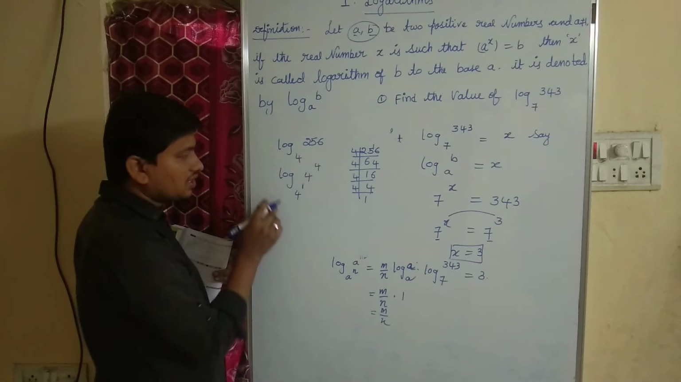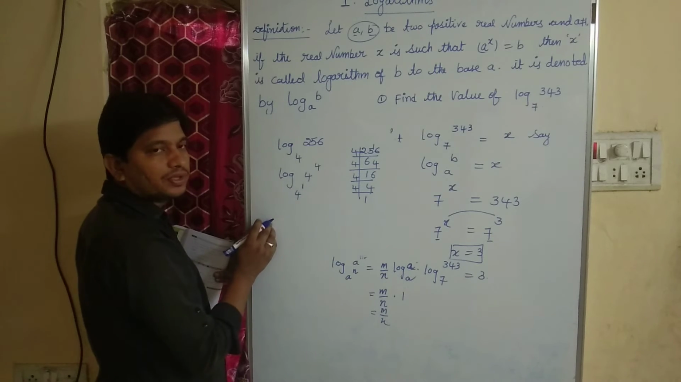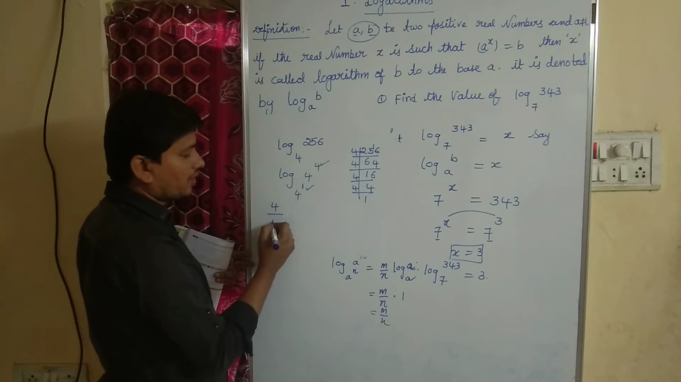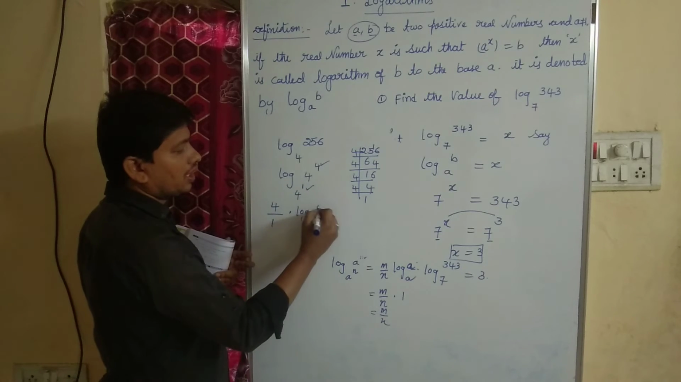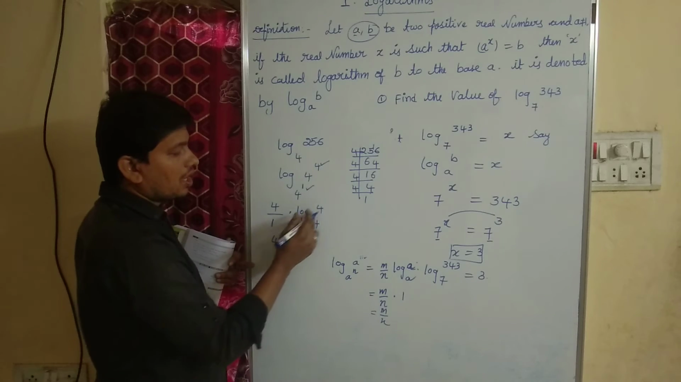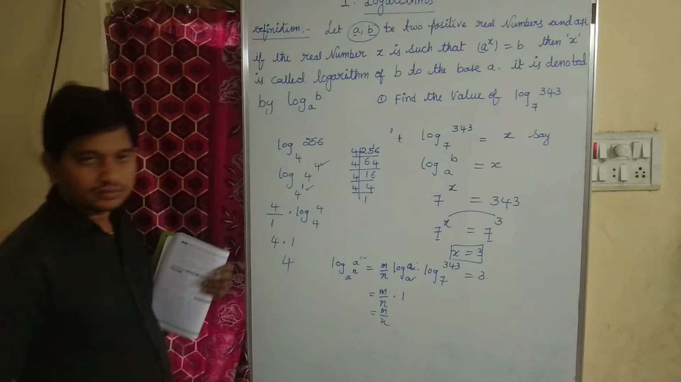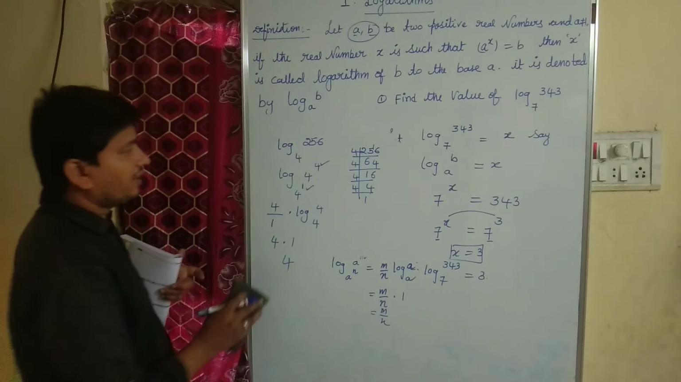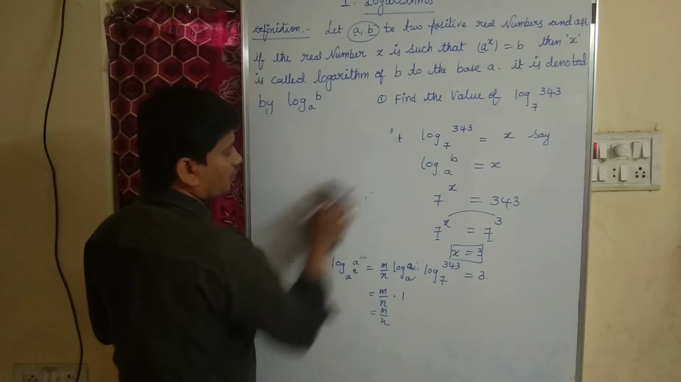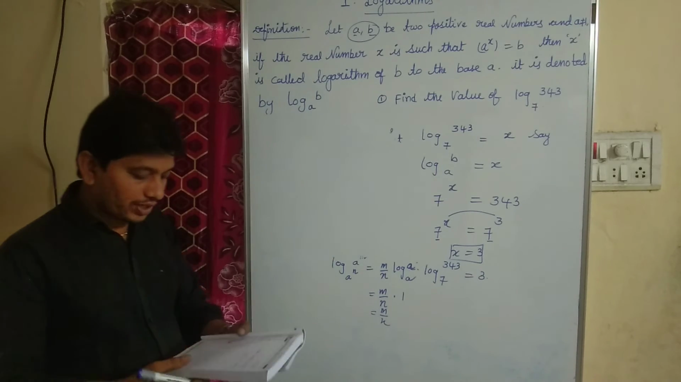Again, this is in the form of log a to the power m to the base a to the power n, which I can write as m by n. Here m is 4 and n is 1, into log a to the base a. So 4 by 1 is 4, and log a to the base a is equal to 1. So 4 into 1 is equal to 4. Right? This type of sums they will ask in examination. Find the value of log 125 to the base 5, log 256 to the base 4, etc.